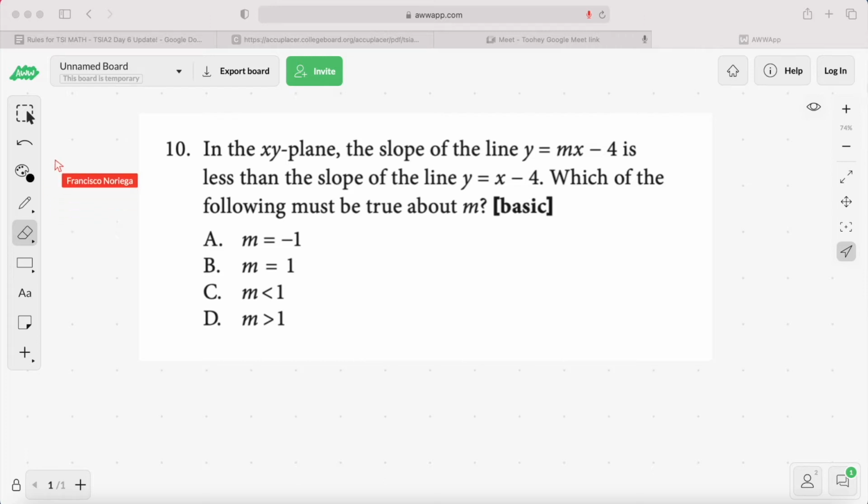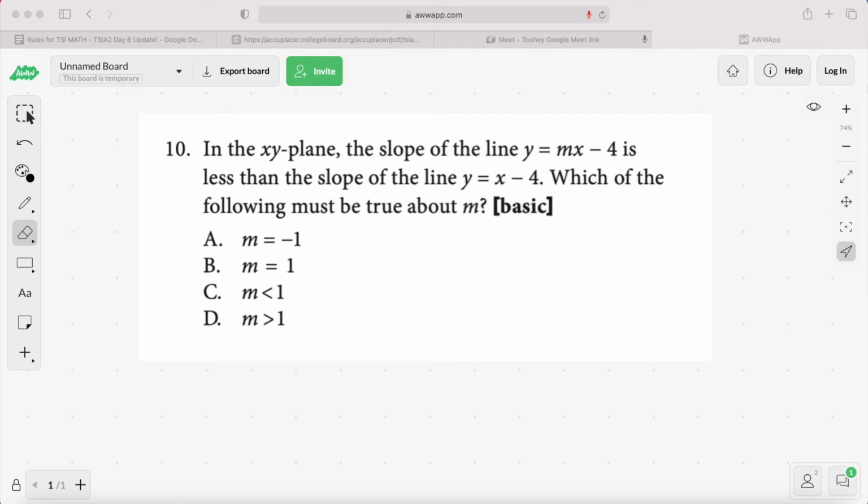Francisco, go ahead and read it for us loud and proud, and we'll work this one out together. In the xy plane, the slope of the line y equals mx minus 4 is less than the slope of the line y equals x minus 4. Which of the following must be true about m?